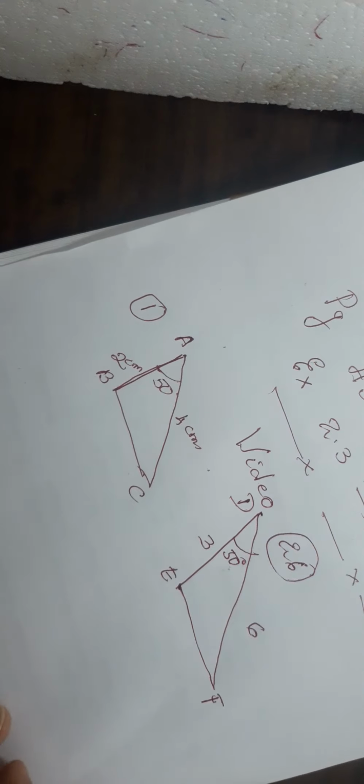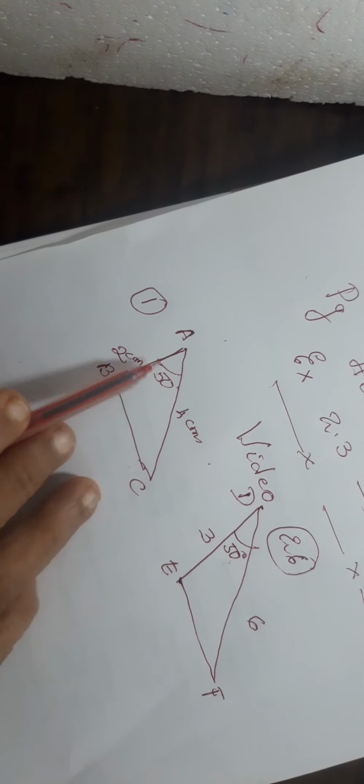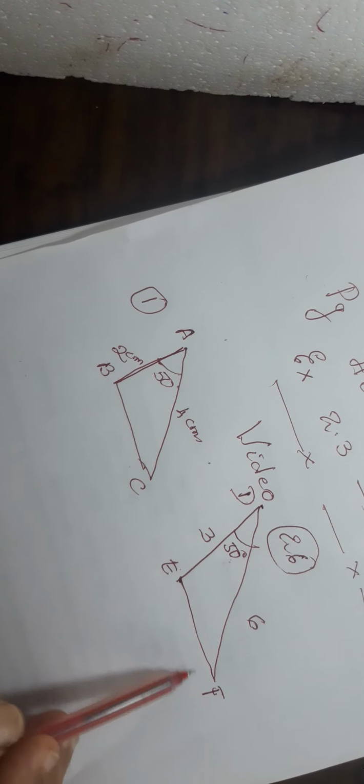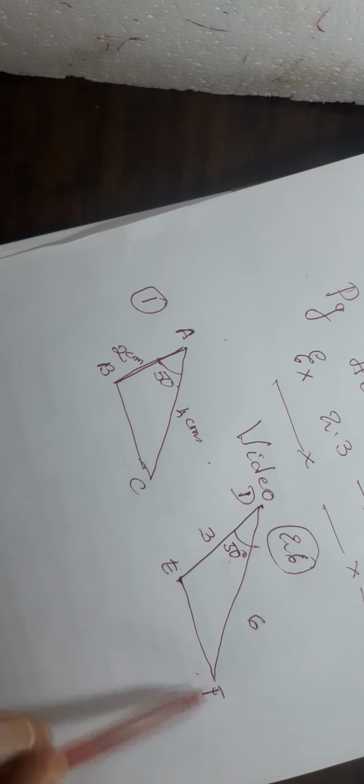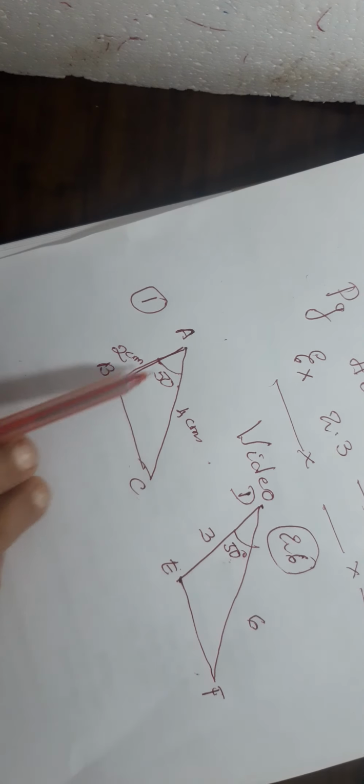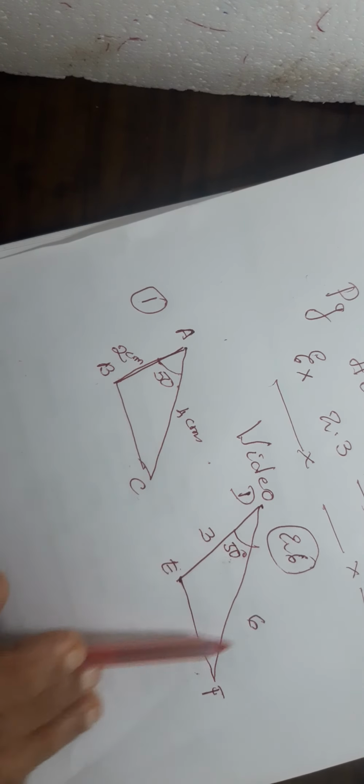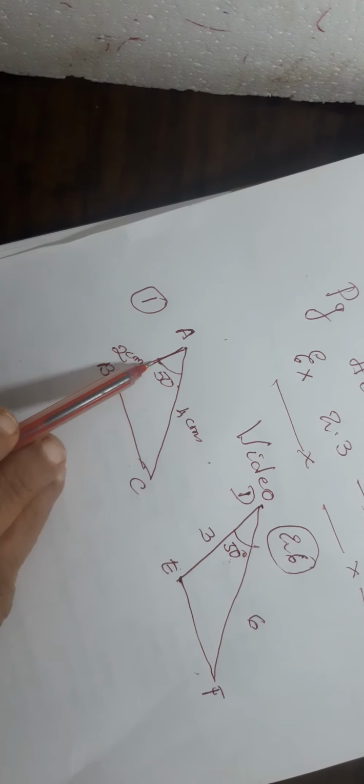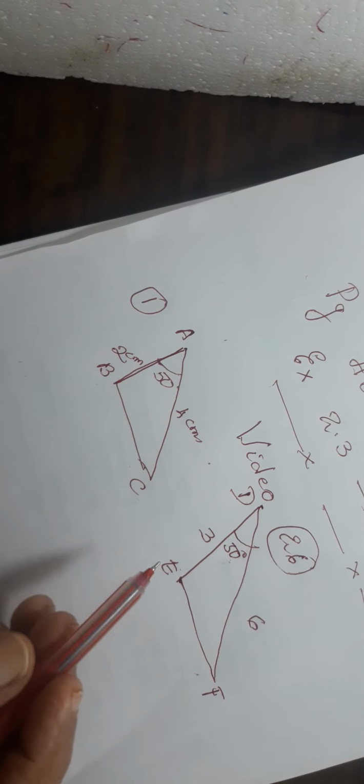Now in this figure I have drawn two triangles here. I hope you'll be able to see triangle ABC and triangle DEF. In these two triangles, AB is 2 centimeter, DE is 3. See the measurements I have written there. AC is 4, DF is 6, and the angle between them, I'll tell you why it is the included angle.